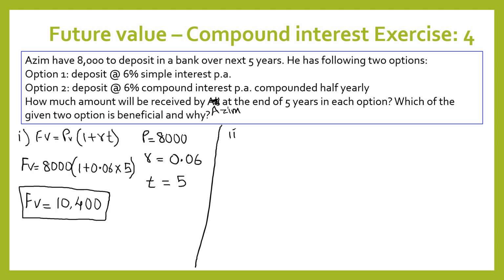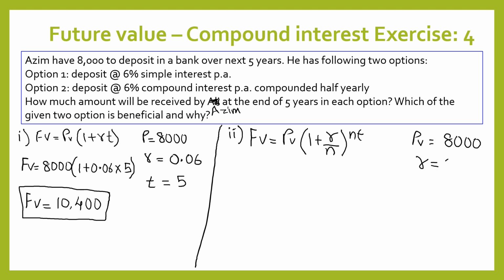Now option 2 is related to compound interest. So first write the formula. Future value is equal to present value into bracket 1 plus r divided by n, power of nt. Write the values. What is my present value? It is given, 8,000. What is my r? R is nothing but rate of interest. Rate of interest is same, 6%, 0.06.